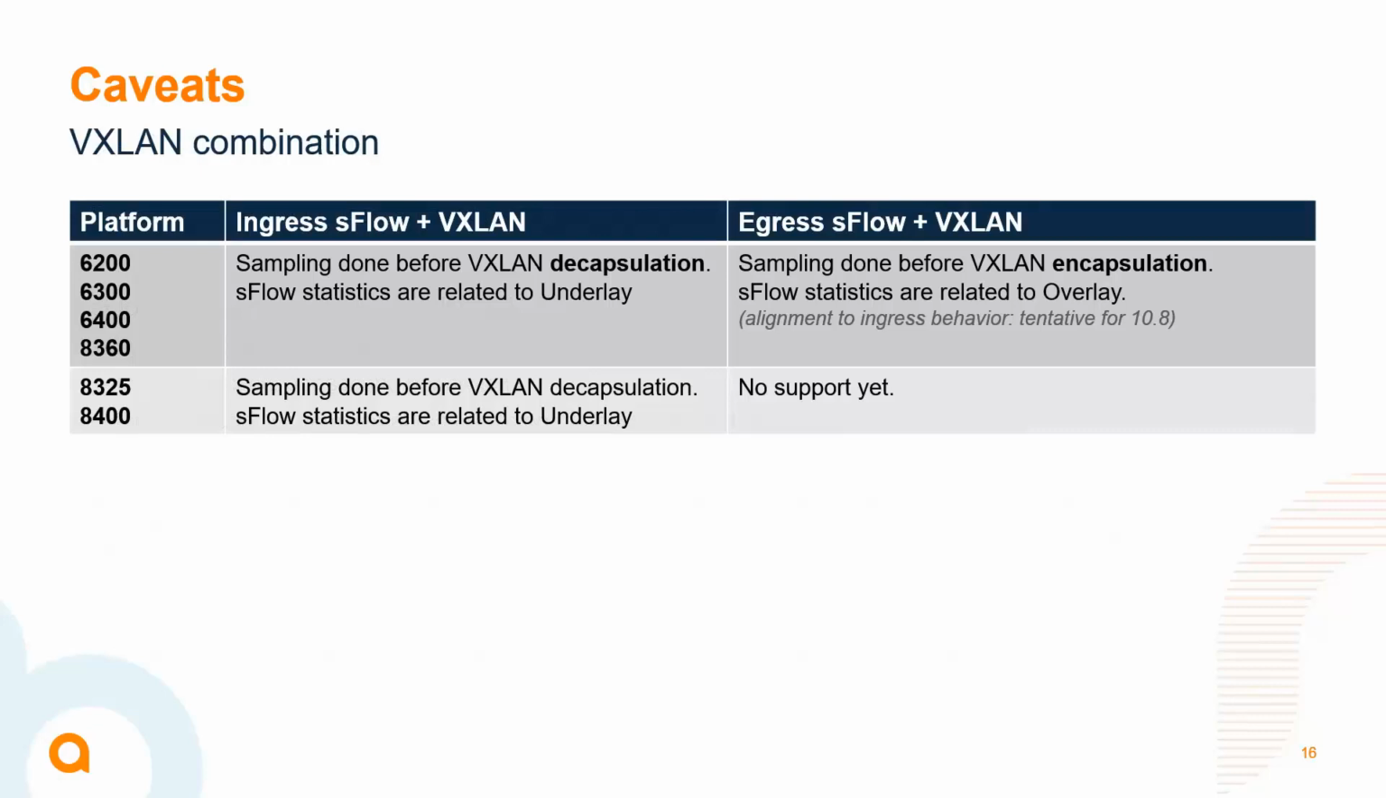For egress on the same platforms, Rosewood platform 62, 63, 64, and 8360, the S-Flow sampling is done before VXLAN encapsulation. So on the local VTEP, there is traffic destined to a remote VTEP encapsulated in VXLAN. If you enable egress S-Flow on the interface where the VXLAN traffic exits, the S-Flow statistic is related to the overlay. So the VXLAN header will not be included. There will be an alignment of the behavior that we saw before for Ingress that is tentative for 10.8. Right now as of 10.7, there is different behavior for Ingress than egress.